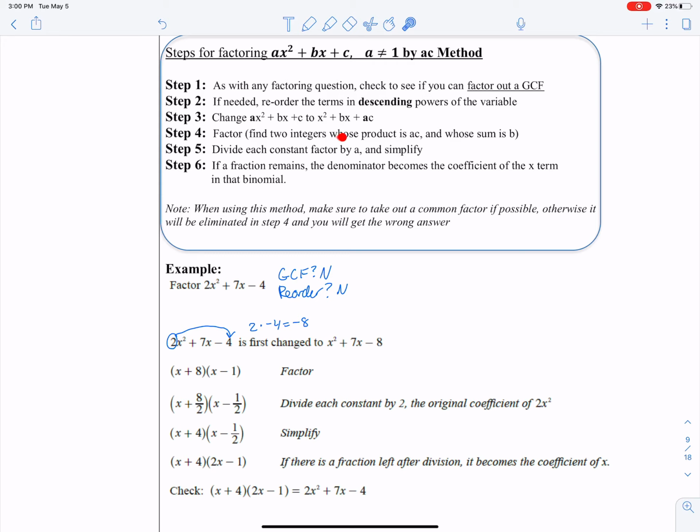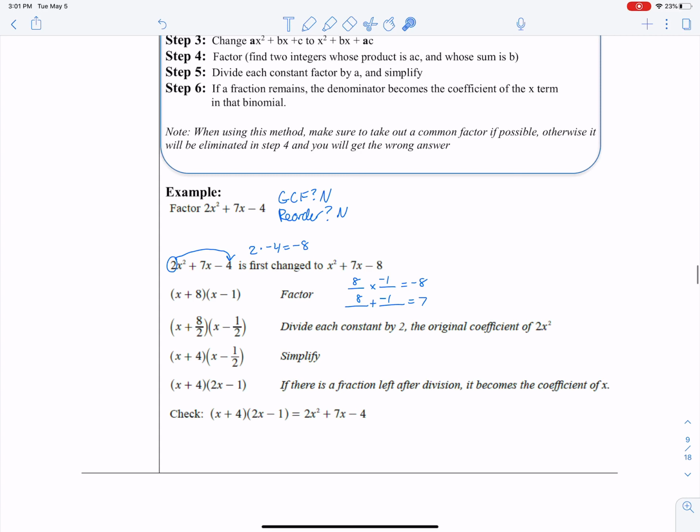Factor. Find two integers whose product is AC and whose sum is B. Basically, what that's saying is we now want two numbers that multiply together to give us -8 and that add together to give us 7. In this case, that's going to be 8 and -1. So we rewrite out our brackets like we normally would. x plus 8, x minus 1.